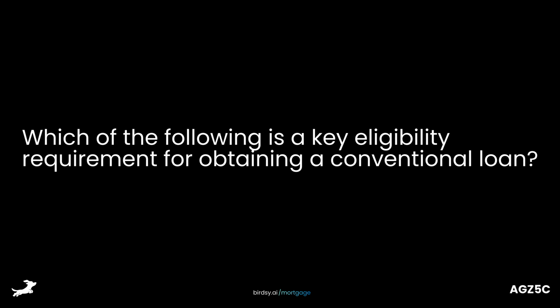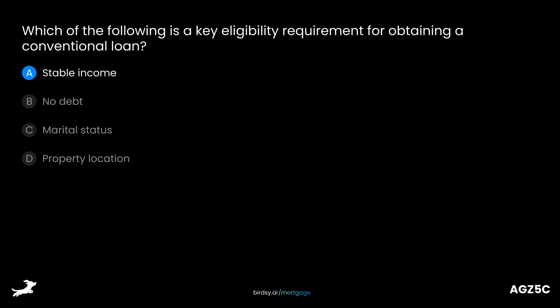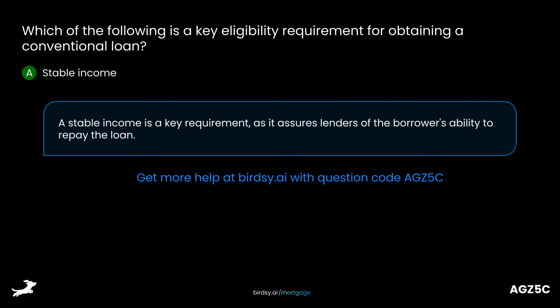Which of the following is a key eligibility requirement for obtaining a conventional loan? Is it A, stable income, B, no debt, C, marital status, or D, property location? The answer is A, stable income. A stable income is a key requirement as it assures lenders of the borrower's ability to repay the loan.